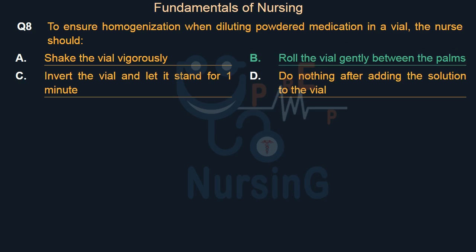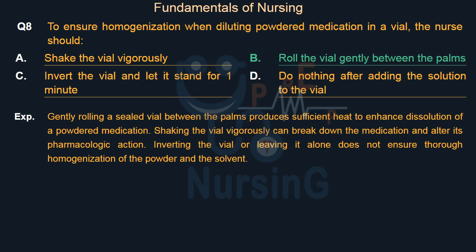Roll the vial gently between the palms. Gently rolling a sealed vial between the palms produces sufficient heat to enhance dissolution of a powdered medication. Shaking the vial vigorously can break down the medication and alter its pharmacologic action. Inverting the vial or leaving it alone does not ensure thorough homogenization of the powder and the solvent.